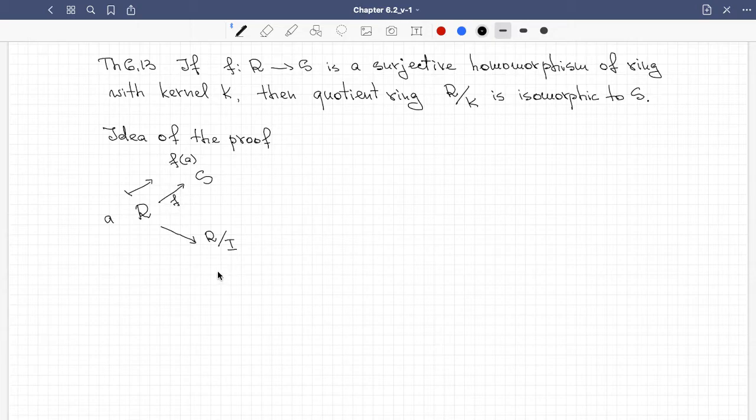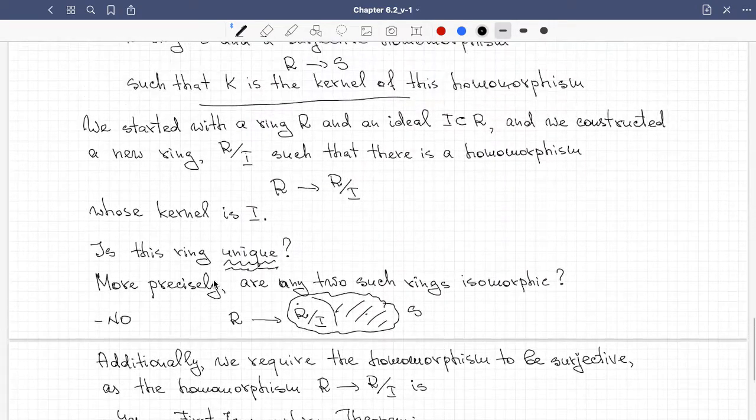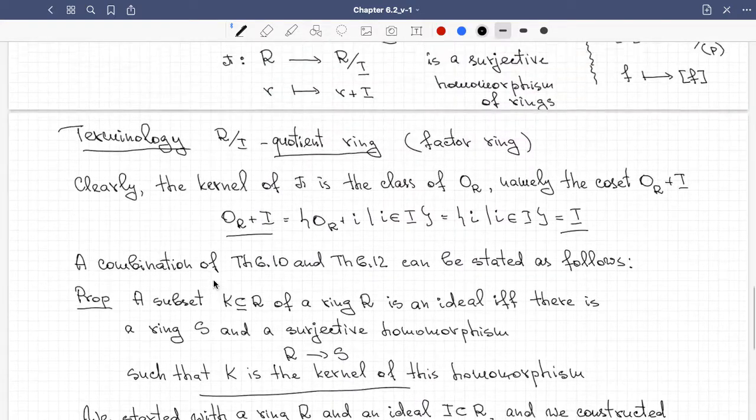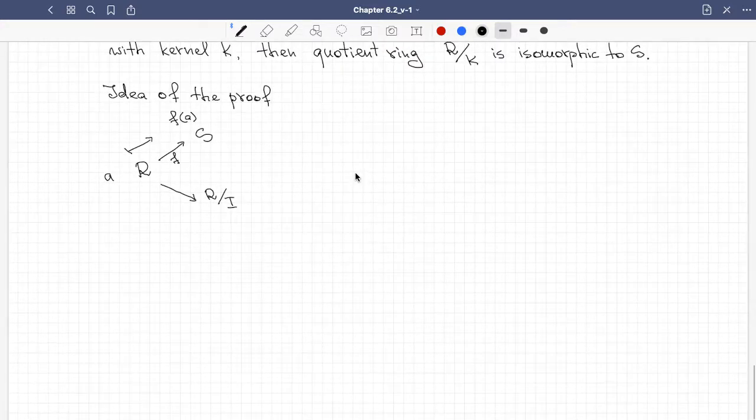And it maps, by our construction, by theorem 6.12, this is pi, the homomorphism from R to the quotient ring. So this is pi, and the element A maps to the coset A plus I. This is the set of cosets.